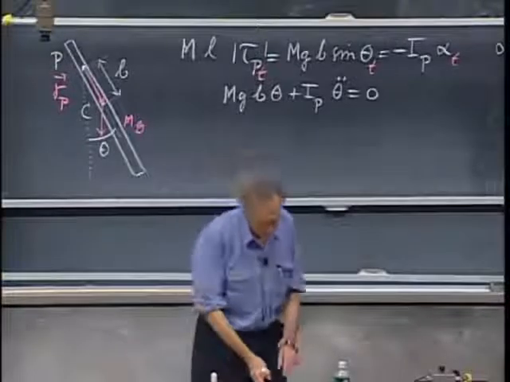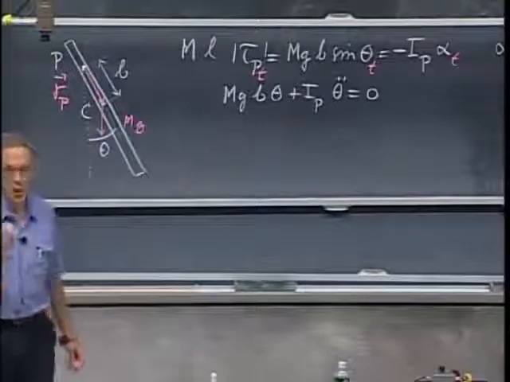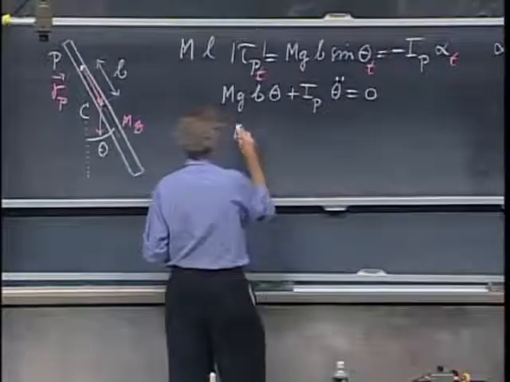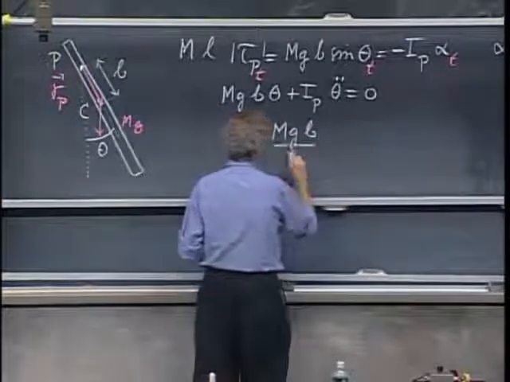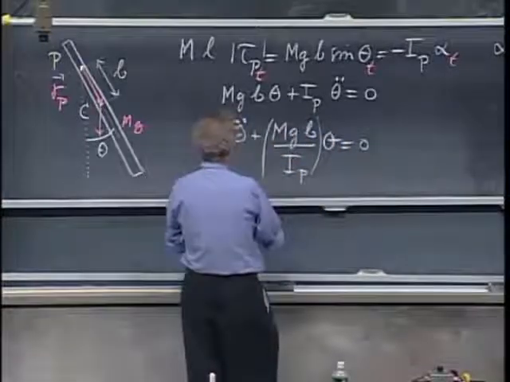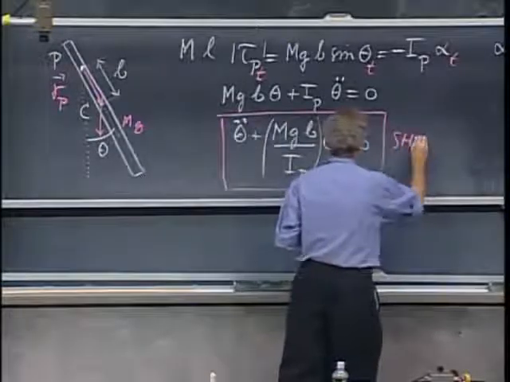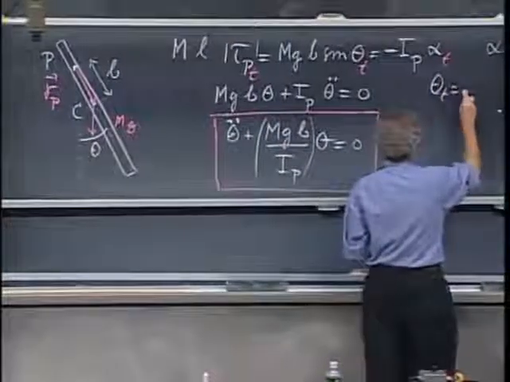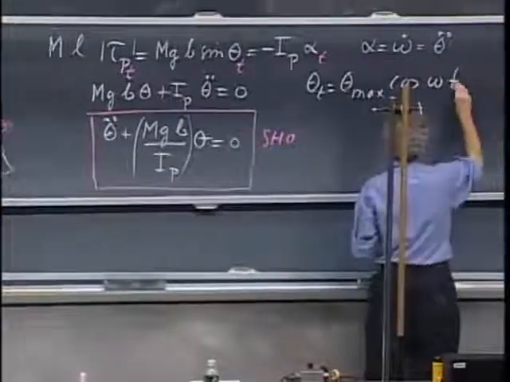And now I already begin to feel it in my bloodstream. I already begin to smell the simple harmonic oscillation, and you too. Let's bring the theta double dot naked out here, plus mgb divided by I of P times theta equals 0. And this, for sure, is a simple harmonic oscillation in theta. And the solution must be that theta in time must be some maximum angle times the cosine of omega t plus phi.